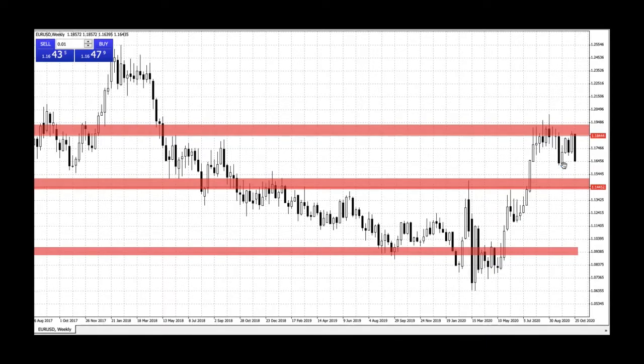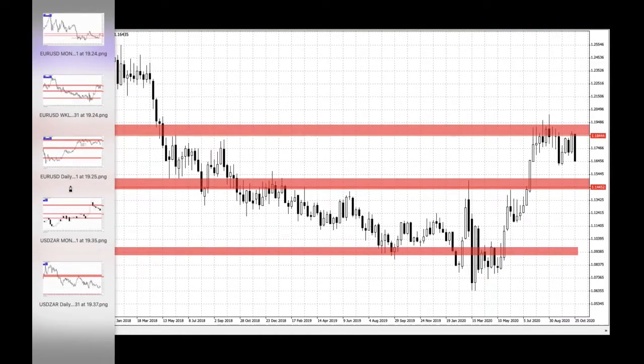But since that double top, we're expecting a strong move to the downside. So this is what I'll be expecting. As you are aware, we expect anything from this. So then we go to the daily time frame.